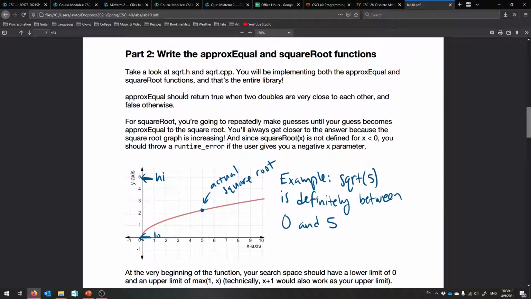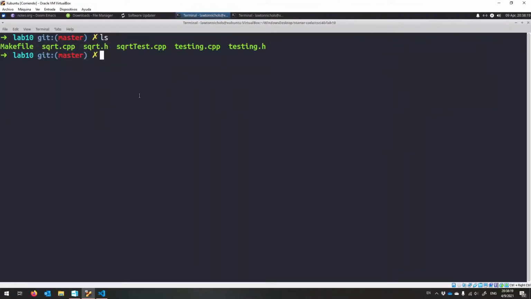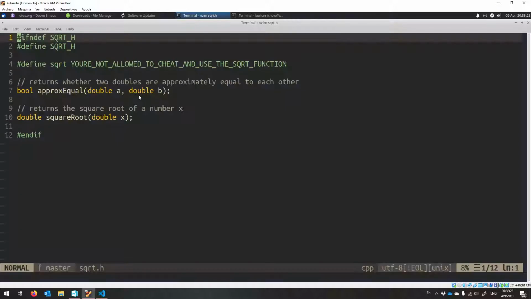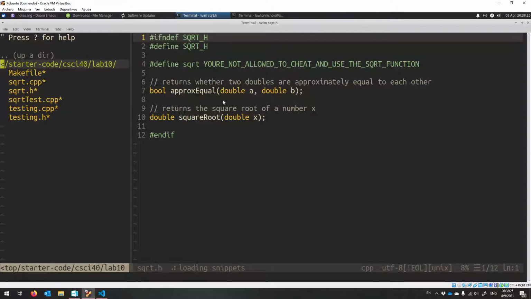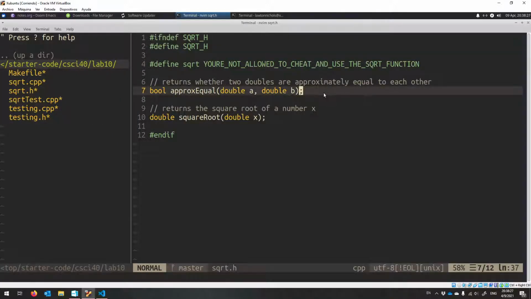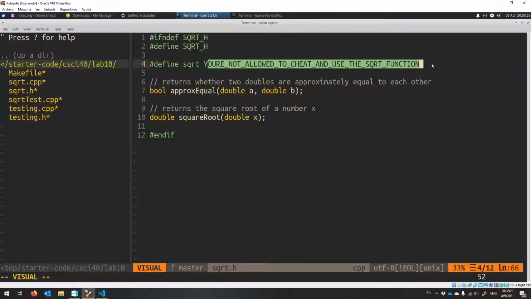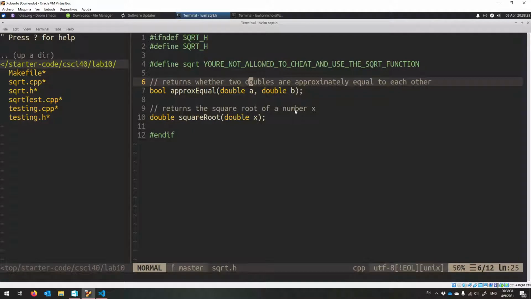The work that you'll be doing will mostly be done in squareroot.cbp. So let me show you this library that you'll be implementing. Let's go to squareroot.h. Squareroot.h has two functions. You're not allowed to cheat and actually use the square root function from the math library, so I've tried to get rid of that.